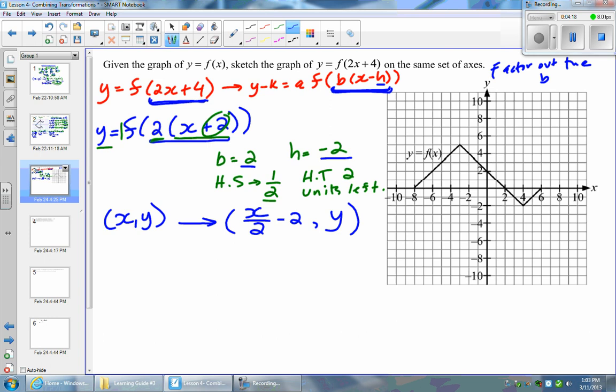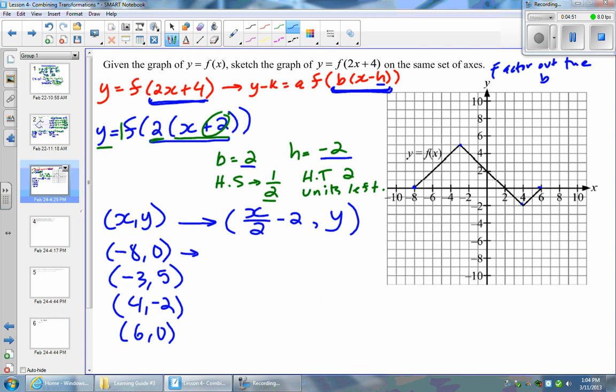Okay, so let's go ahead and pick a few points from the original graph. I have negative 8, 0 as one. I'm going to pick one at negative 3, 5. Let's pick this point right here, 4, negative 2. And finally, the second x-intercept is 6, 0. So let's go ahead and apply all of our transformations here. All our x coordinates are going to change, and all the y coordinates are going to stay the same.